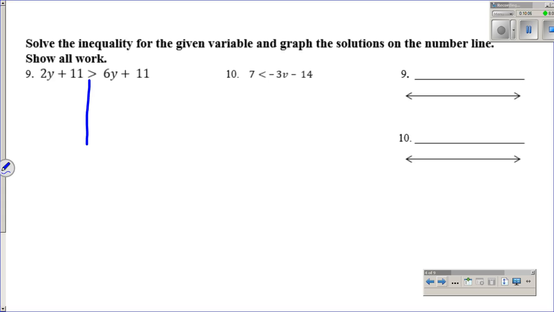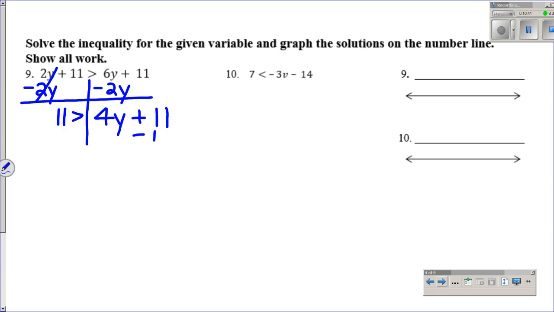So if you look at number 9, you have some choices. You can subtract the 2y or you could subtract the 6y. Either way, we're going to have to do some rearranging somewhere in the inequality. I'm going to go with subtracting 2y on both sides. So 2y minus 2y is 0. We're left with 11 is greater than 6y minus 2y simplifies to 4y, and we still have plus 11. Okay, I have my variable on the right, so I'm going to move my constant over to the left, so we're going to subtract 11 on both sides.